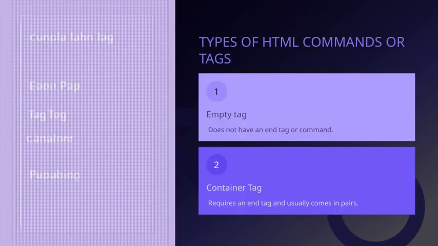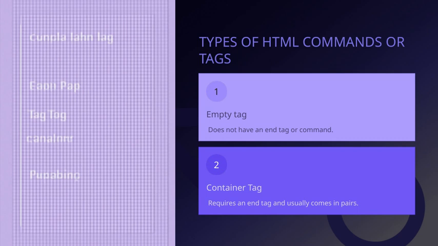All right, let's talk about different types of HTML commands or tags that you'll encounter. First, we have the empty tag. This type of tag doesn't have an end tag or a closing command. It's like a self-contained element that performs a function without needing a pair. For example, tags like line breaks or images fall into this category.